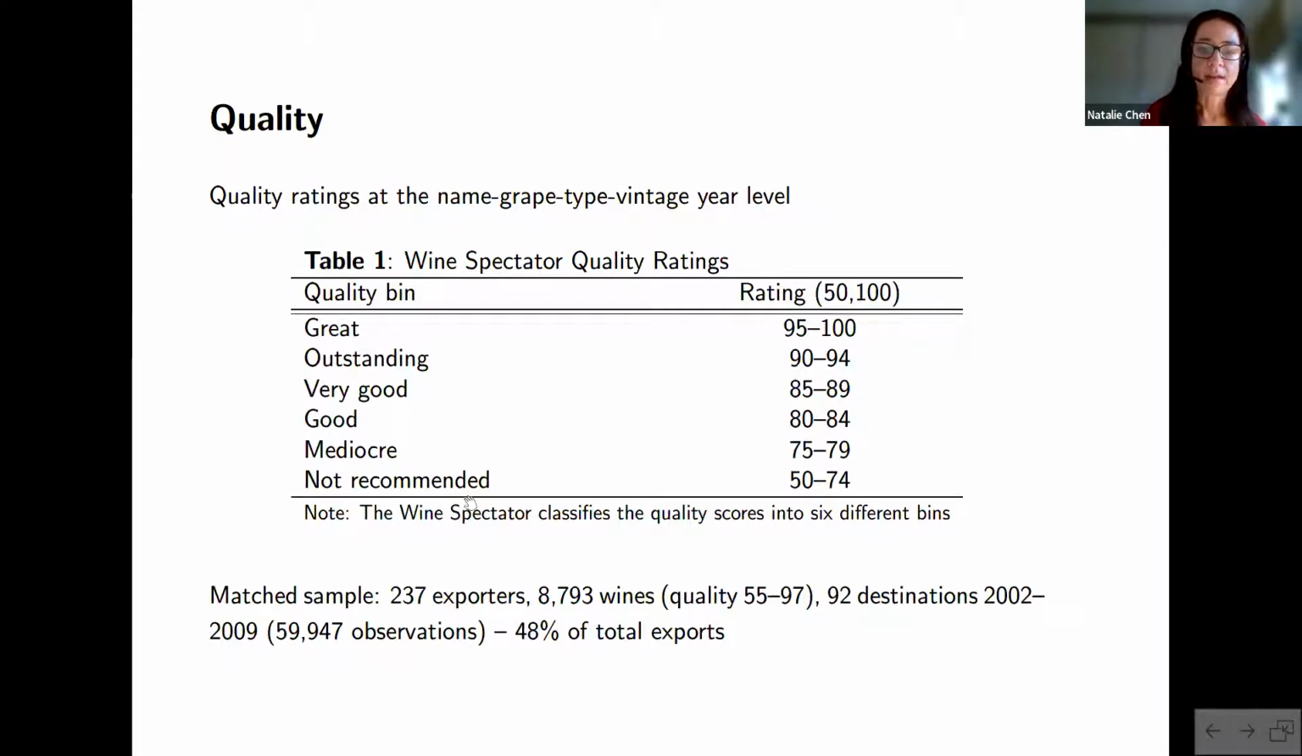We collected those quality ratings, and then we merged them with the customs data set by wine, where each wine is defined according to its name, grape, type, and vintage year, which means that for each specific wine, we have a different quality level. Once we match the sample, we observe 237 exporters, a bit less than 9,000 wines, where quality varies between 55 and 97. We have 92 destination countries over the period, and our sample represents about 48% of total exports over the period.